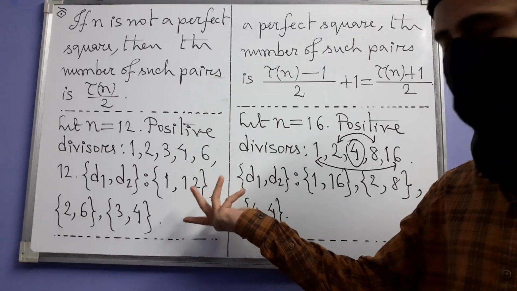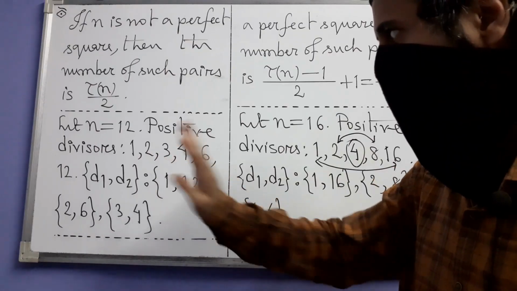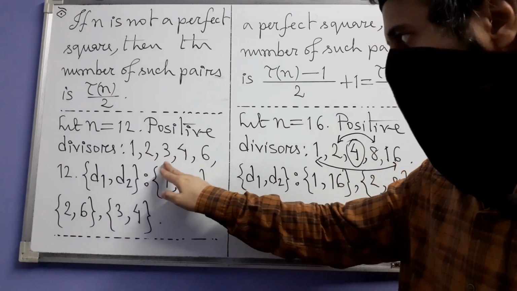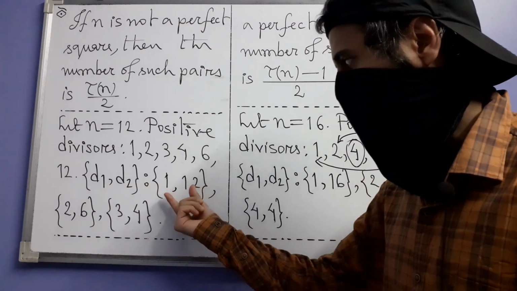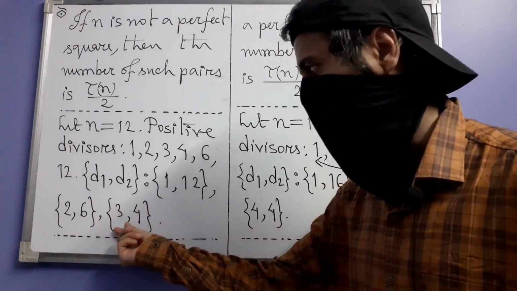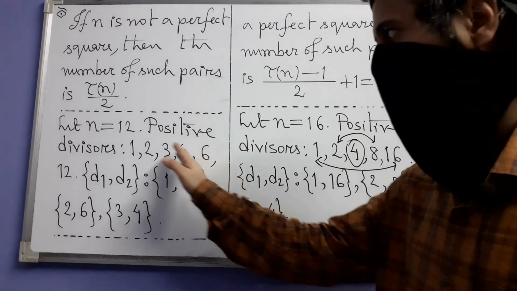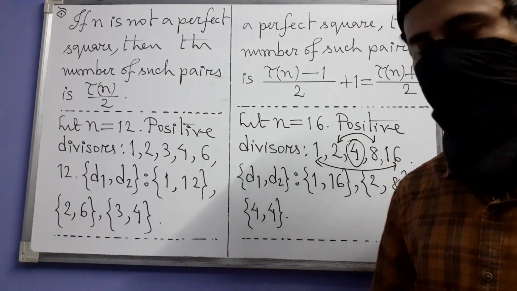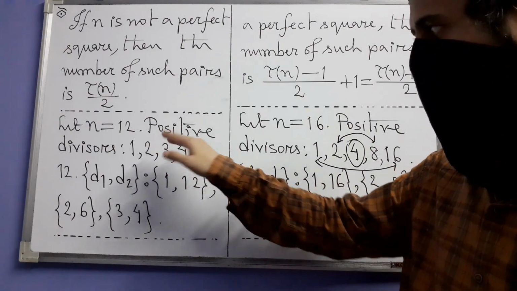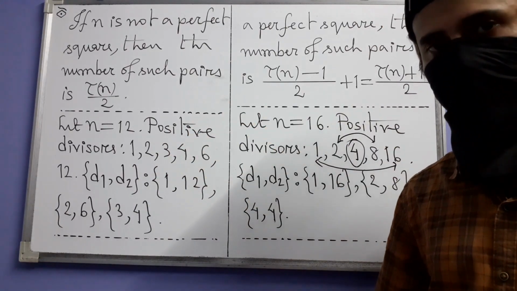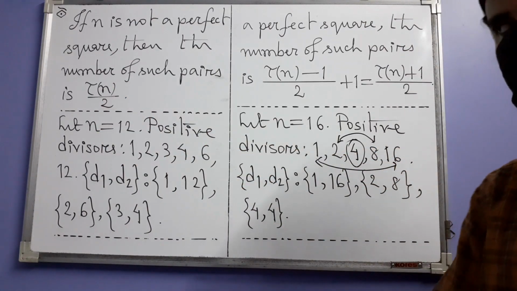And to clarify that, we have this example. Say n is 12, then these are the positive divisors of 12: 1, 2, 3, 4, 6 and 12. In this case those pairs are 1, 12; 2, 6; and 3, 4. Okay, so you can see that we have just simply paired up all the numbers, and that way we have got the pairs. So the number of pairs is 1/2 of the number of available numbers, which is tau of n. So tau of n divided by 2 such pairs will be there in this case.